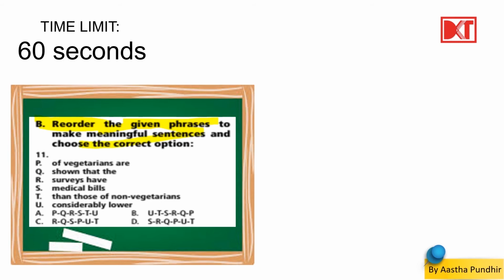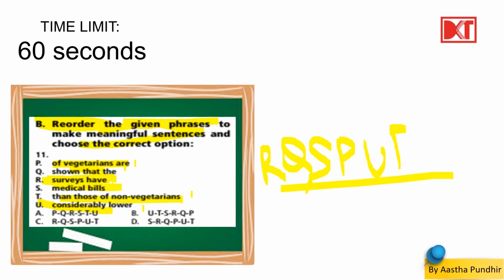Let's see. Of vegetarians are shown that these surveys have medical bills and those of non-vegetarians considerably lower. Okay, so here, start off with surveys have shown that the medical bills of vegetarians are considerably lower than those of non-vegetarians. RQS, PUT, answer is C. Pretty easy.